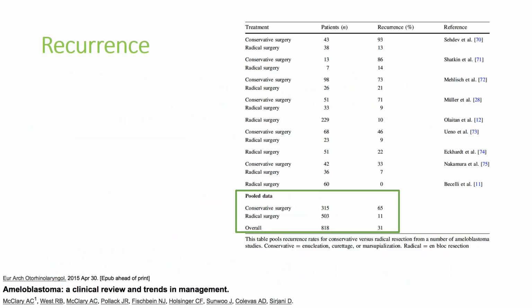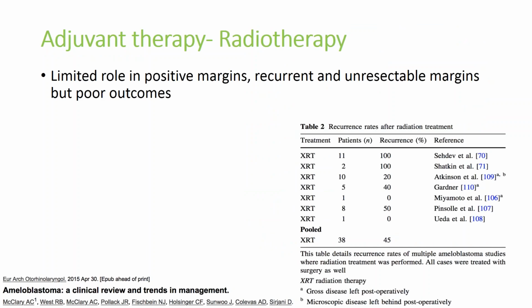So recurrence, that's a few papers looked at together. If you are conservative, 65% recurrence. If you are radical, and you chop the jaw, which is an en bloc resection, even then you can get recurrence. There's no role for radiotherapy. It is being used for positive margins, recurrent disease, and unresectable margins or inaccessible areas. But as the chart here shows, chemotherapy has no role in it.